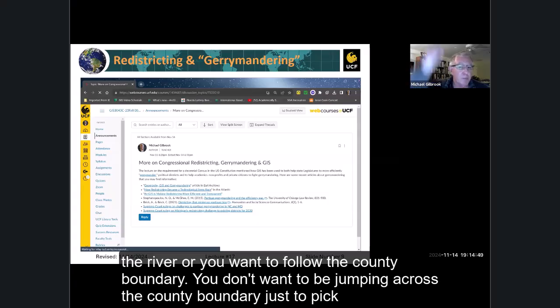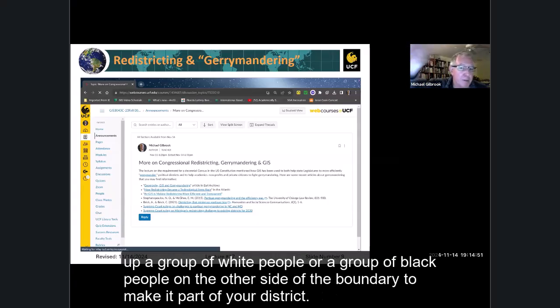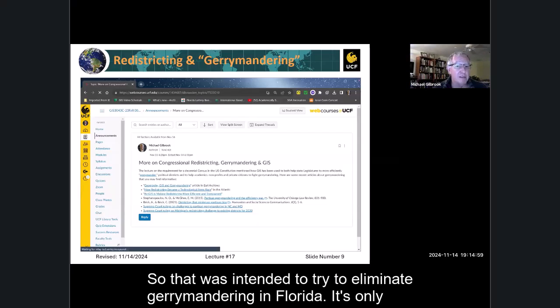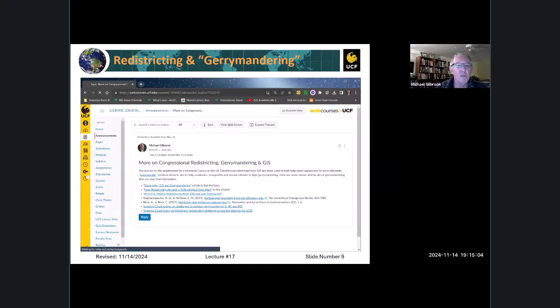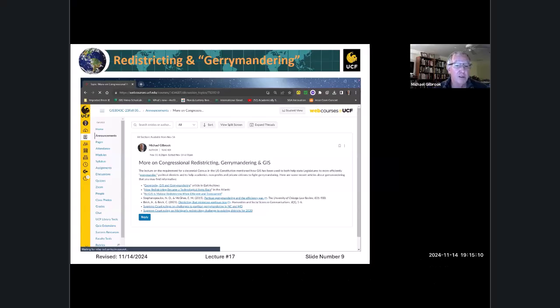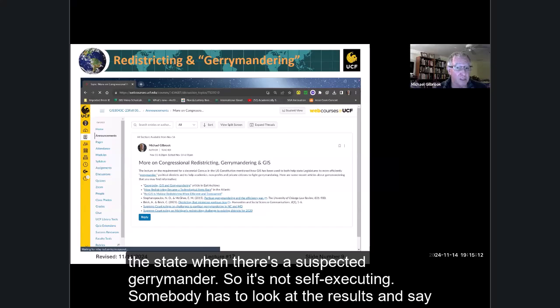You don't want to be jumping across the county boundary just to pick up a group of white people or a group of black people on the other side of the boundary to make it part of your district. So that was intended to try to eliminate gerrymandering in Florida. It's only been partially successful because in order to be implemented, it requires that somebody files suit against the state when there's a suspected gerrymander.